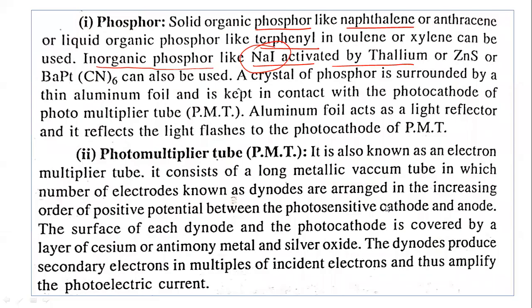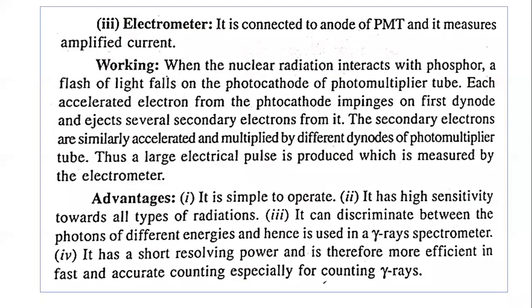Okay, so I think this is the principle, construction and working of this scintillation counter. So you can see here, when the nuclear radiation interacts with the phosphor, a flash of light falls on the photocathode. Okay, the scintillations are produced there. The scintillations strike onto the photocathode. Already we have explained this photocathode of the photomultiplier tube.